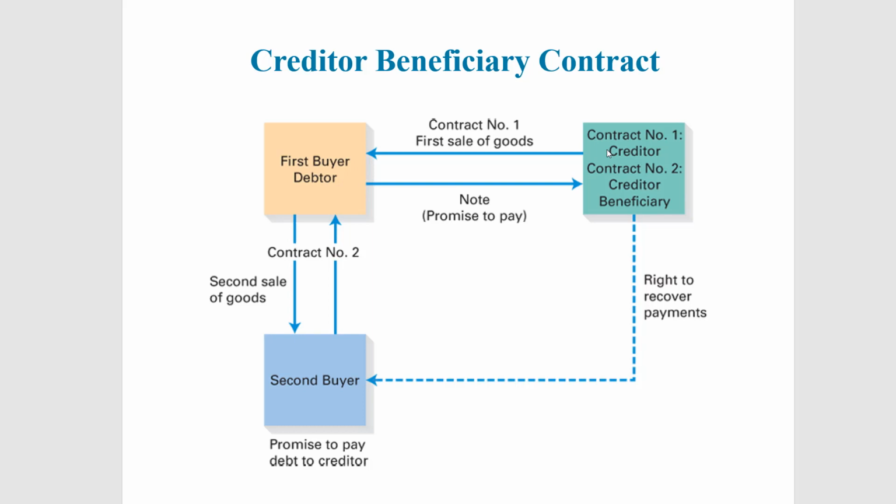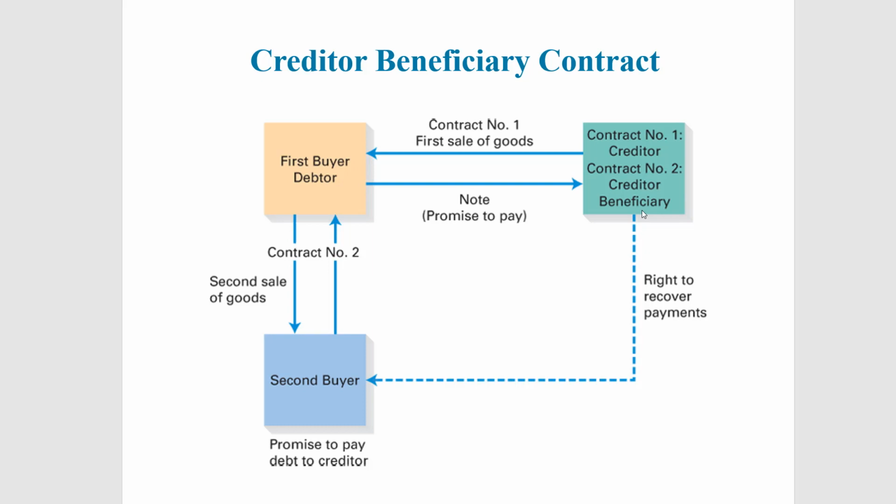Now let's say that the buyer, the debtor, sells that car to somebody else. There's still some money owed on the car. The second buyer would have to then agree to pay the creditor in place of the first buyer. So rather than the first buyer continuing to make payments, they sell the car to the second buyer. The second buyer then agrees to keep making payments on that loan. So this is a creditor beneficiary contract.